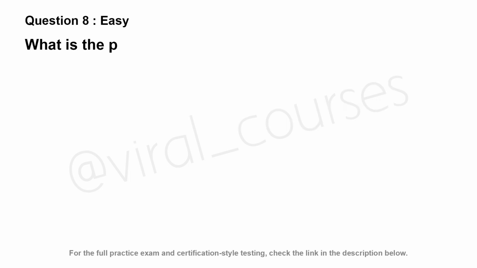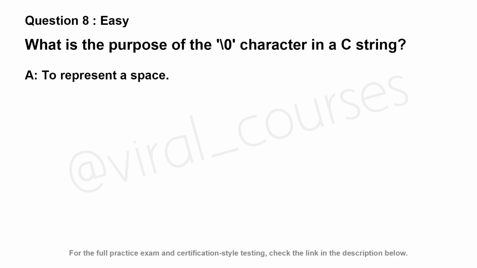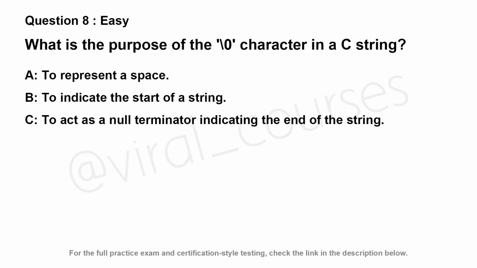What is the purpose of the \0 character in a C string? Option A. To represent a space. Option B. To indicate the start of a string. Option C. To act as a null terminator indicating the end of the string. Option D. To clear the buffer memory.